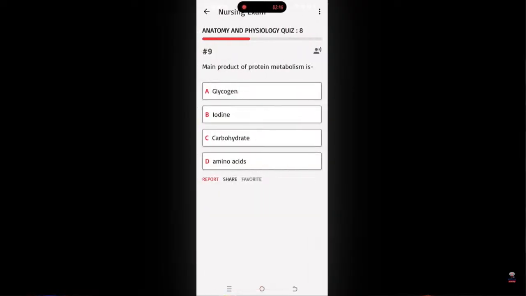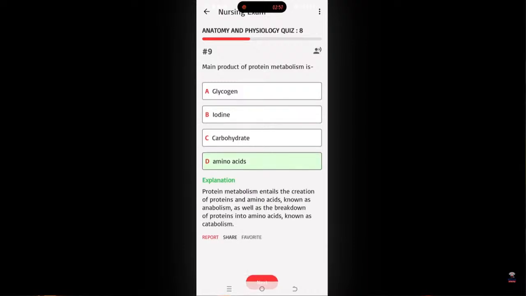Main product of protein metabolism is A. Glycogen, B. Iodine, C. Carbohydrate, D. Amino acids. Correct answer. Protein metabolism entails the creation of proteins and amino acids, known as anabolism, as well as the breakdown of proteins into amino acids, known as catabolism.